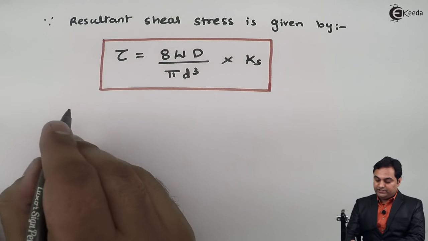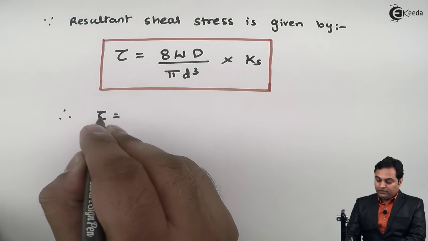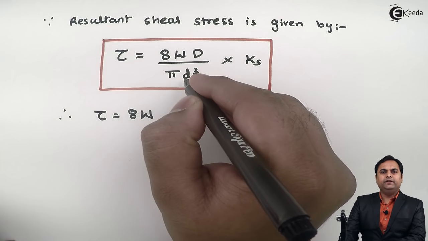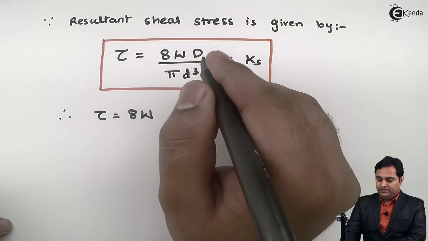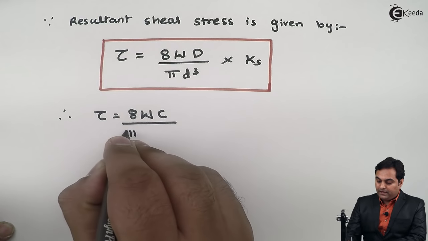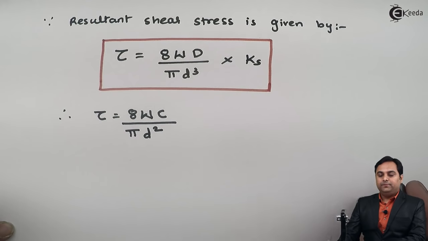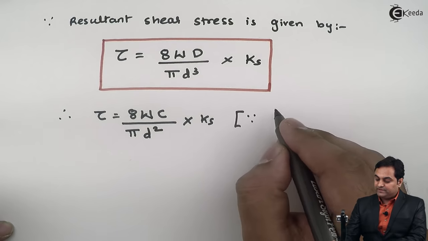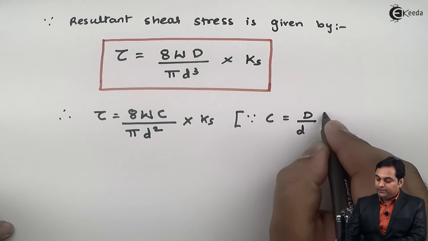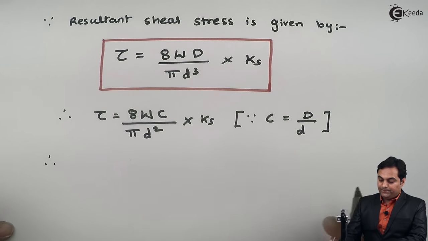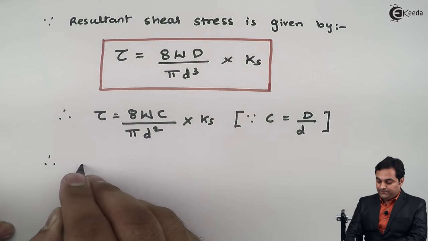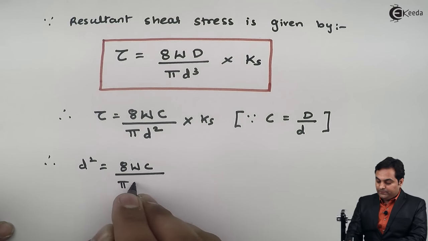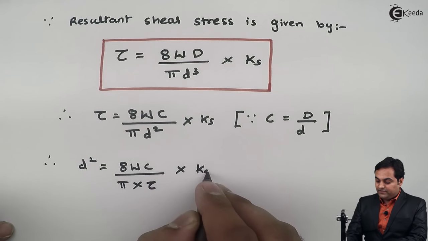So what we can do, we can use a relation that therefore tau will be equal to 8W into capital D upon small d, that is called as spring index denoted by C. So I'll write down C upon pi into small d square, because one small d I have used. And into Ks, that is the shear stress factor. Since spring index is equal to capital D upon small d, therefore here I'll shift d square on one side, so d square will be equal to 8WC upon pi into tau in the denominator multiplied by K suffix S.